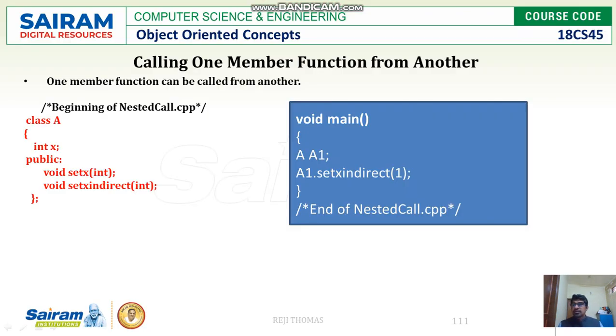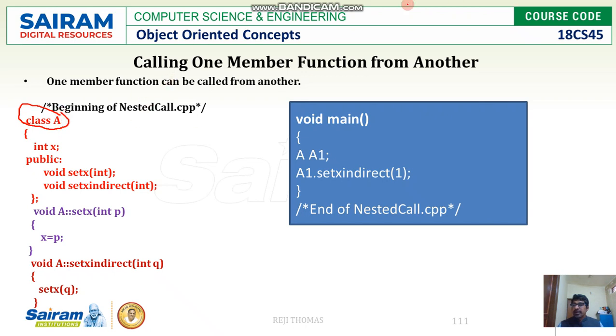So let us see the class where the class name is A. So this is my class name. We have no member data. Obviously, this is private by default. So we have two functions. These are member functions. And look at the place where this is defined. So we have defined this. And we have another function setX indirect. So this is the definition for this.